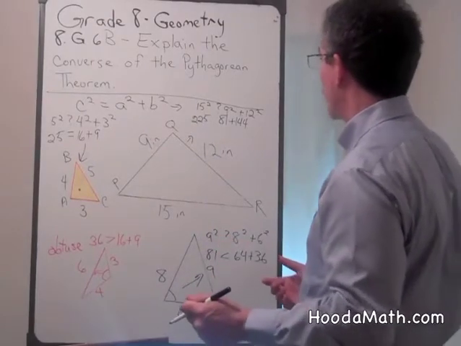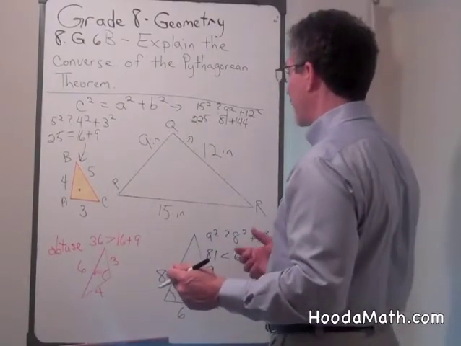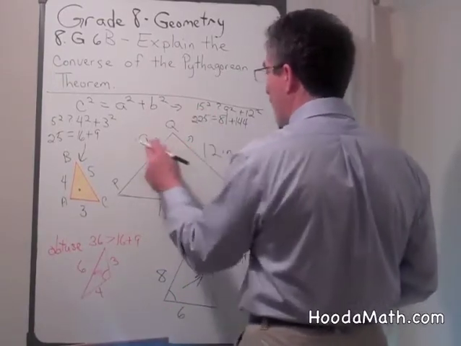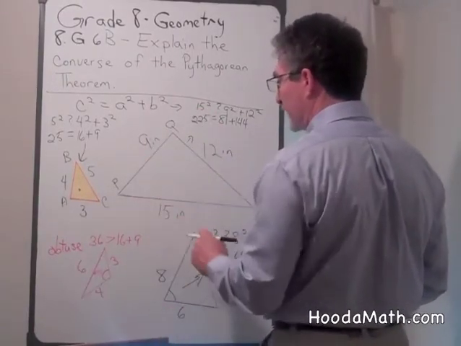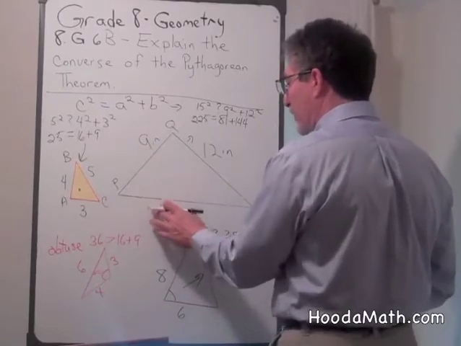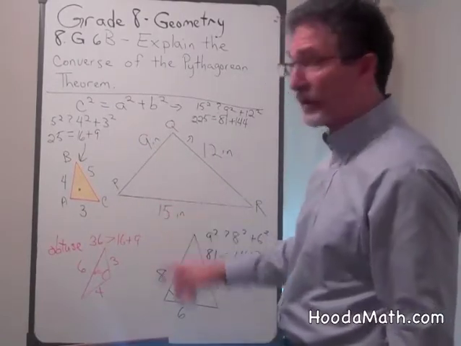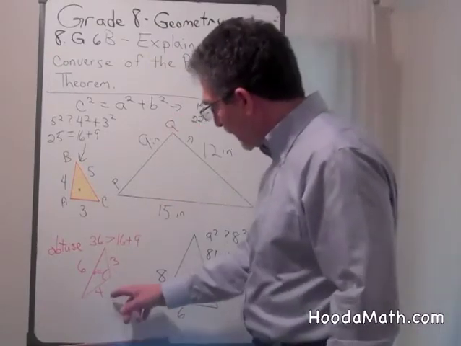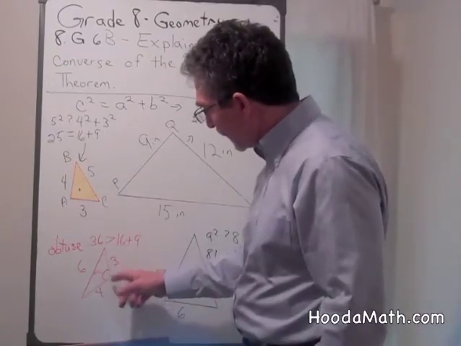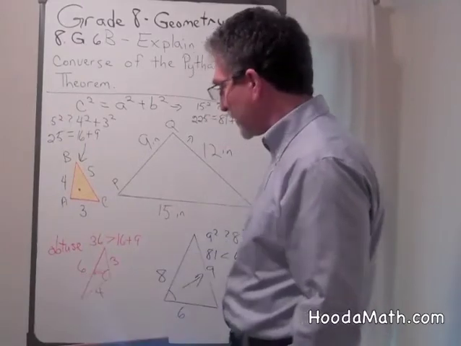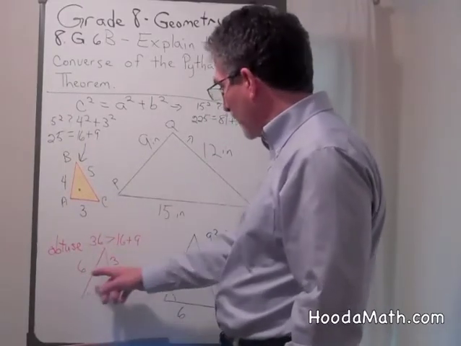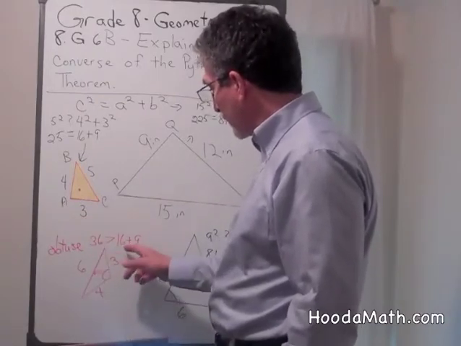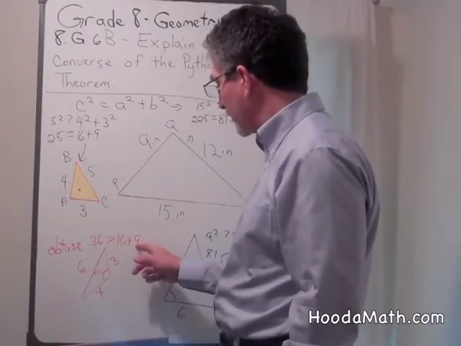So, what I'm showing you is that if you have the squares of the two sides and you sum them and you get the square of the largest side, then they are right triangles. Well, let's look over here. If we had a 3 by 4 by 6 triangle, what would happen? Well, 6 squared equals 36, 4 squared equals 16, 3 squared equals 9.